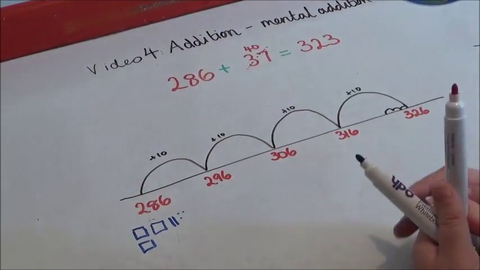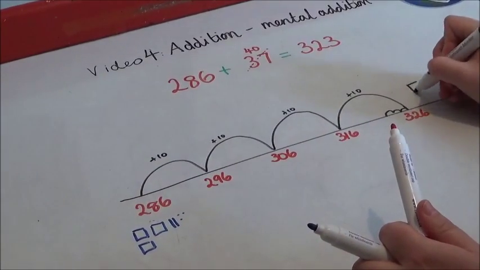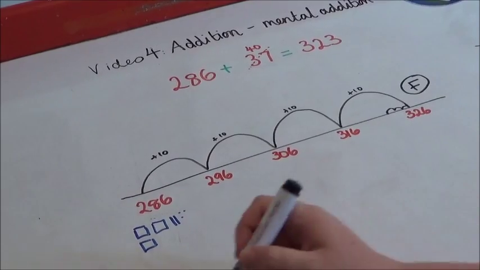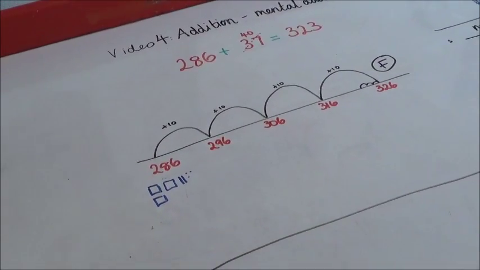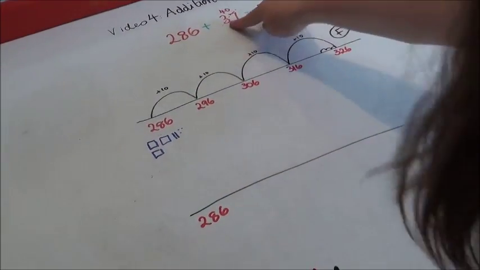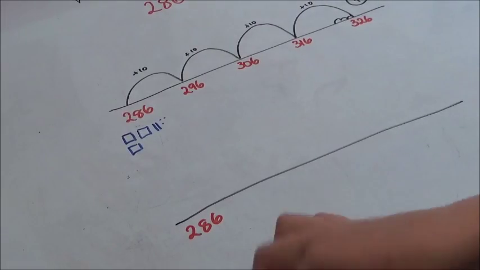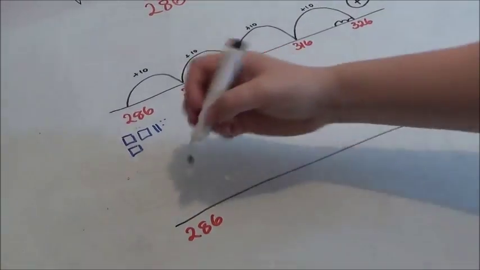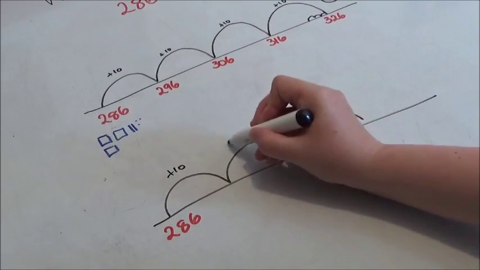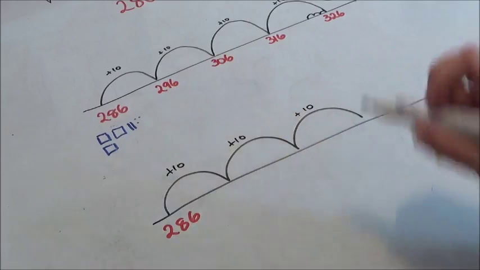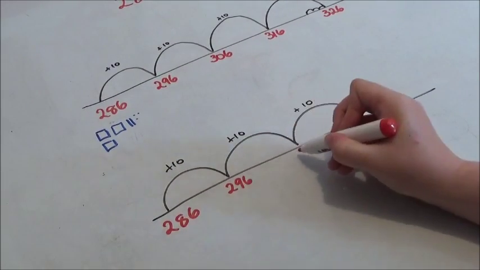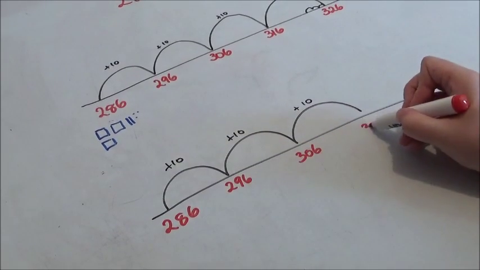Now you don't have to do it the fluent method that I've just done. You could do it the way that we did the easier example, very quickly, and I'm not going to draw the base 10. I've got 286. I'm going to add my 3 tens. 10, 20, 30. 286, 296, 306, 316.